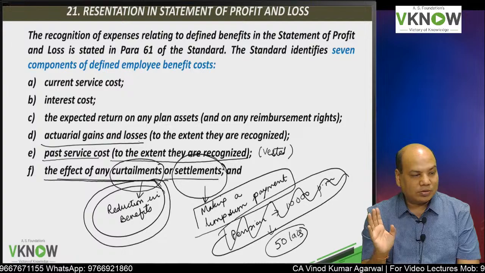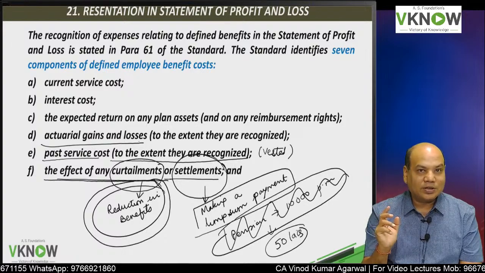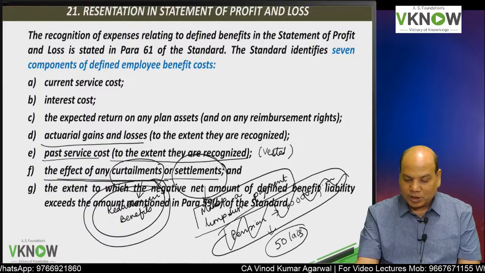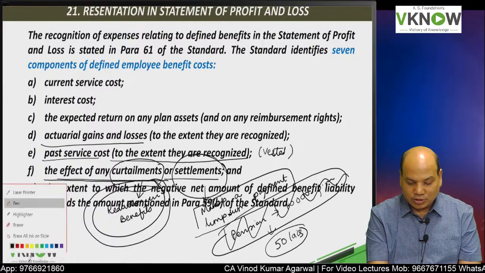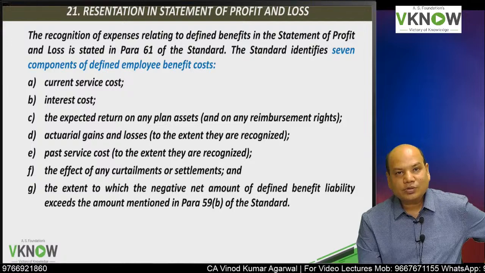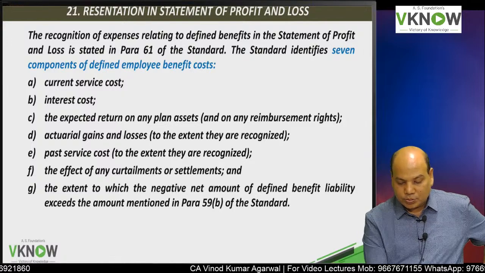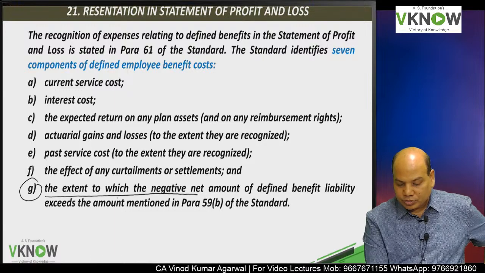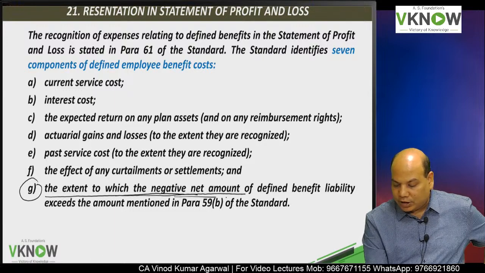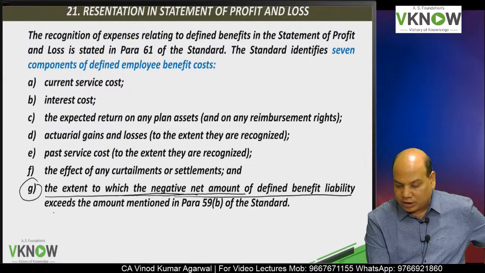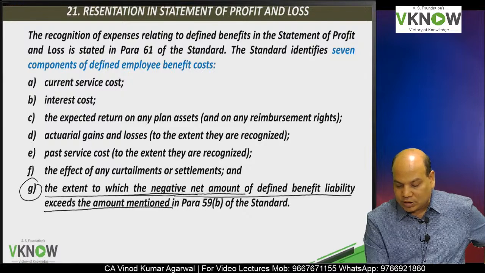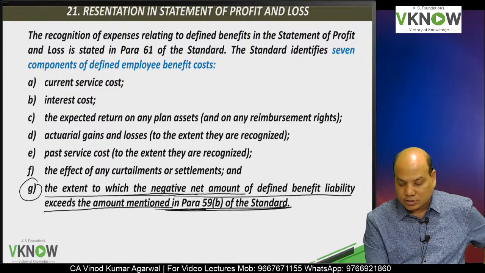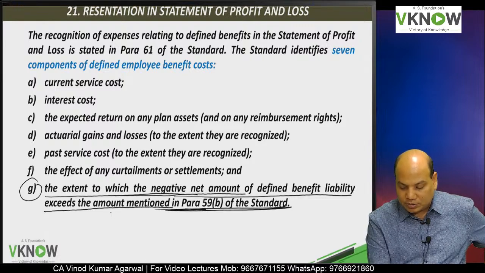Transfer to P&L account. Curtailment may result into gain or loss. Transfer to P&L account. Past service cost may result into gain or loss. Transfer to P&L account. And this point number G, already discussed. The extent to which negative net amount of defined benefit liability exceeds the amount mentioned in paragraph 59B of the standard. What is this? I will again explain.